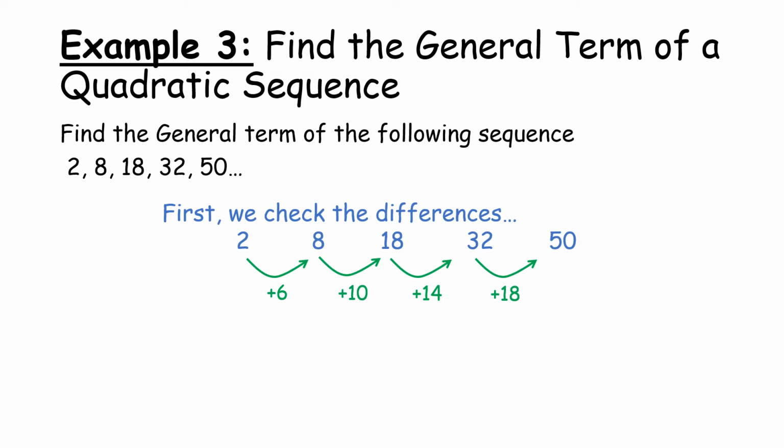Okay, so we definitely don't have a common first difference. This is definitely not a linear or an arithmetic sequence. Let's check our second differences. Add 4, add 4, add 4, and yes, we do have a common second difference. Therefore, it is quadratic. This is not a waste to do, because you look at it and say, oh, well, it's definitely not linear, because we need to have that common second difference anyway.